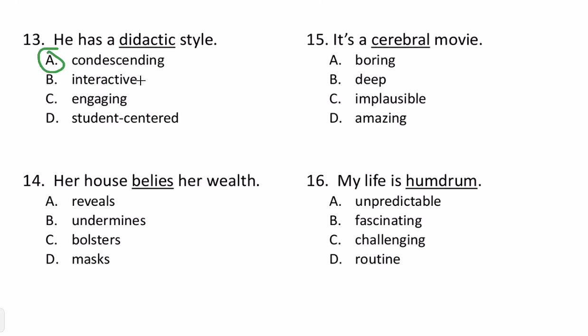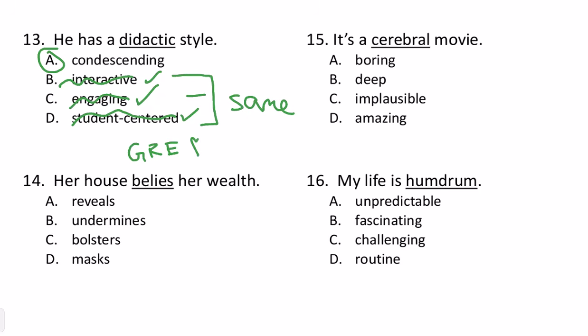Here's some more test strategy. Interactive, engaging, and student center all have the same meaning, roughly. If they all have the same meaning, well, none of these can be correct. So that's a little test strategy. Her house belies her wealth. So again, GRE loves this word. This is one of their favorite words.